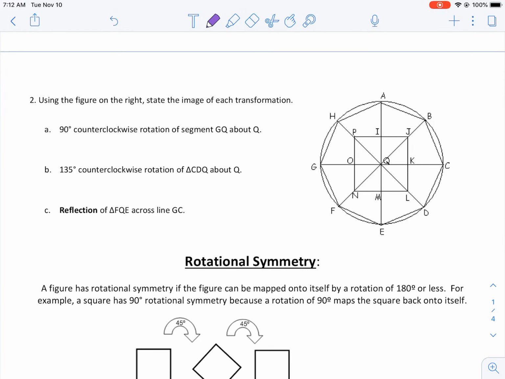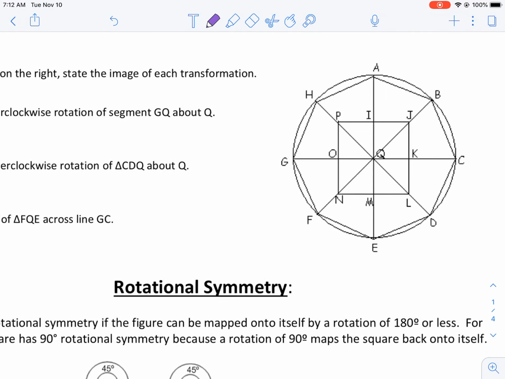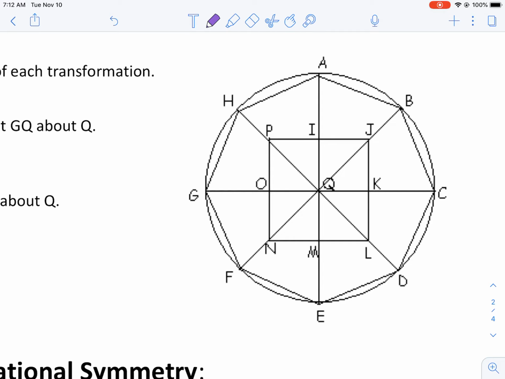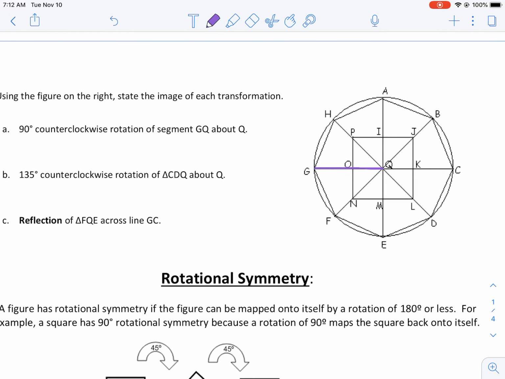Using the figure on the right, state the image of each transformation. So this is kind of just conceptual thinking. It's not actually doing a rotation with a shape, but we got a 90-degree counterclockwise rotation of segment GQ. So segment GQ is right here. Counterclockwise, that's moving this way, and if it's moving 90 degrees, remember that's a quarter, so it's moving a quarter of the circle, and so it's going to end up right here. So what segment is that? That's segment EQ.